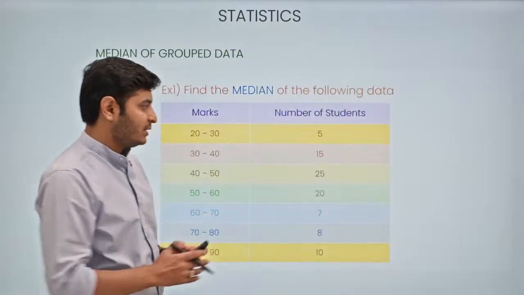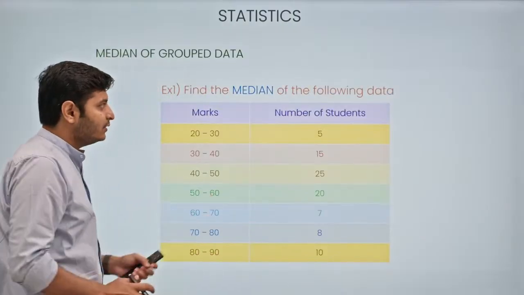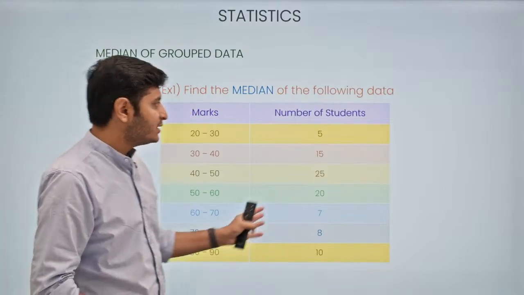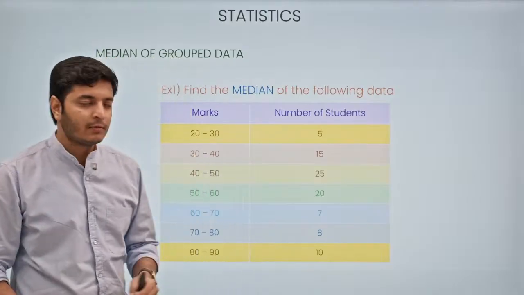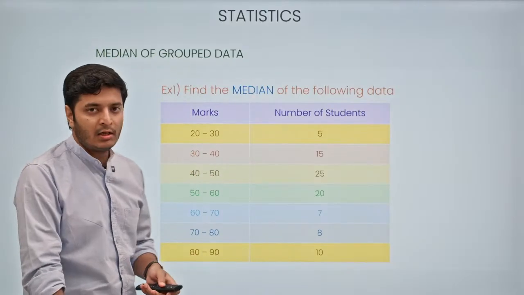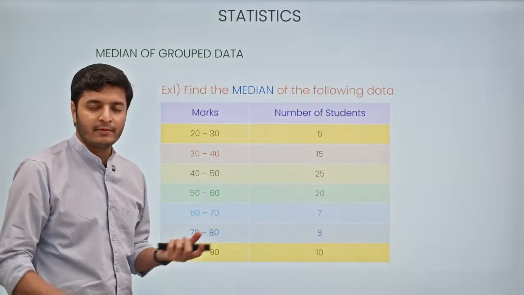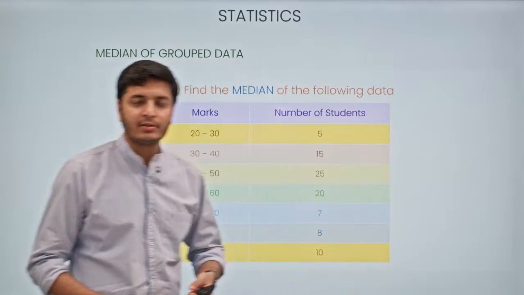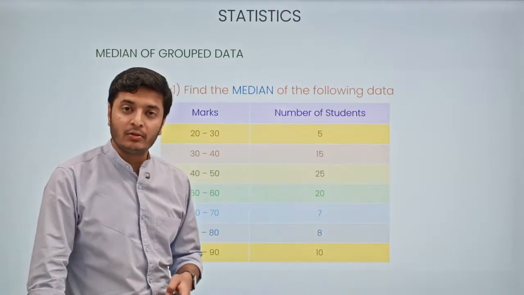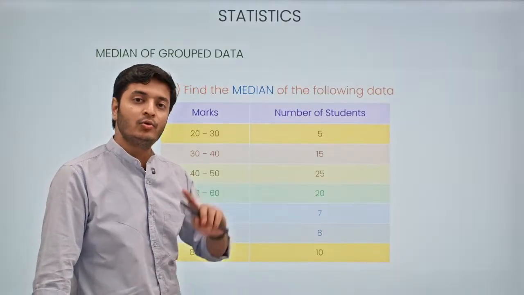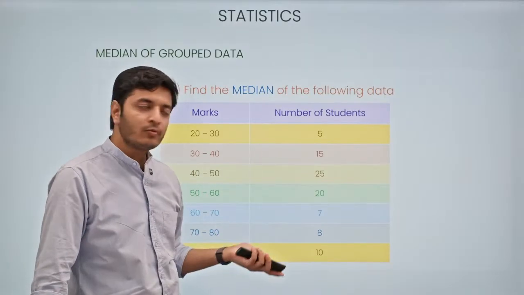Let's consider one example. Here in this example, we need to find the median of the following data. So here we are given some class intervals and the number of students. So 20 to 30, 30 to 40. We have a uniform class interval of width 10, no? And the frequencies are not that large. So the first thing we need to do in case we need to find the median is finding the cumulative frequency. We know how to find cumulative frequency.